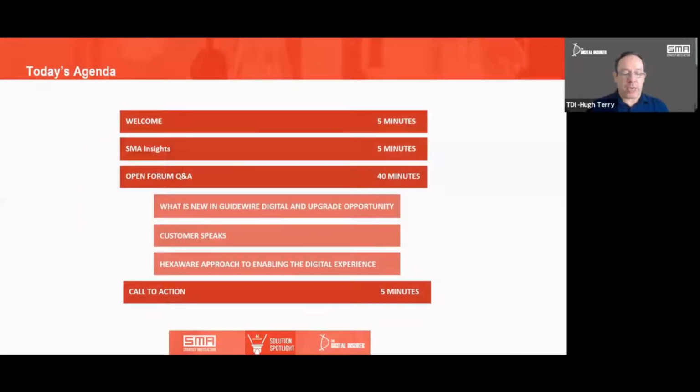Now, moving on to the agenda, these Insights to Solutions Spotlight virtual events are designed to allow you to get a deep dive on a particular solution area, as well as an overview of key insights. So today's event will be led by Karen, who will give those insights, and then we'll move into a focused 40-minute panel session. As you can see, there'll be speakers from Guidewire, from Hexaware, and also from one of their customers. Karen and I will then wrap up at the end. The total session will last for 60 minutes.